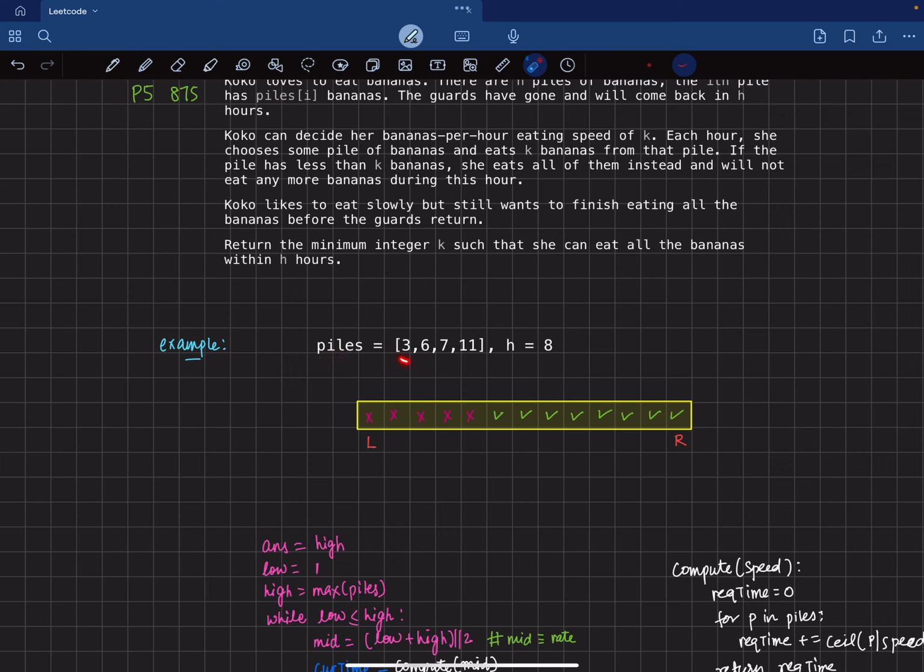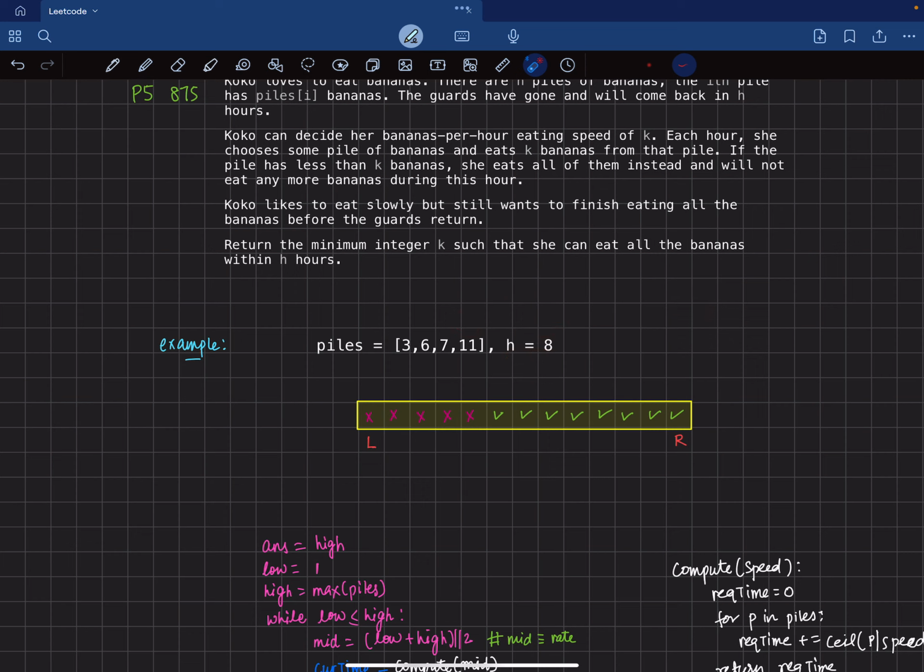We have the piles, which denote the piles of the bananas, and we have a timeline. Cool. Now, our rate of eating speed k will depend on a few factors, essentially on two factors. The first one is the number of piles and the value of each pile. The second one is h, the guards' time, the time the guards have gone away.